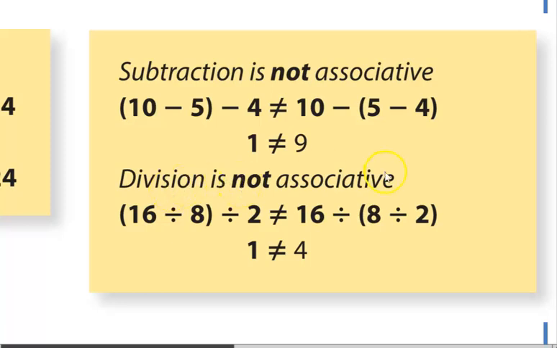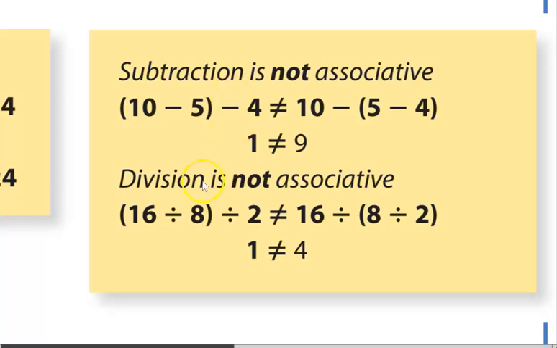Likewise, division is not associative. So if we have (16 divided by 8) divided by 2, that is not equal to 16 divided by (8 divided by 2). So let's have a look. Focusing on what's inside the brackets first, 16 divided by 8 is 2, and 2 divided by 2 is 1. And then on the right-hand side, focusing on what's inside the brackets first, 8 divided by 2 is 4, and 16 divided by 4 is 4. And 1 is clearly not equal to 4.